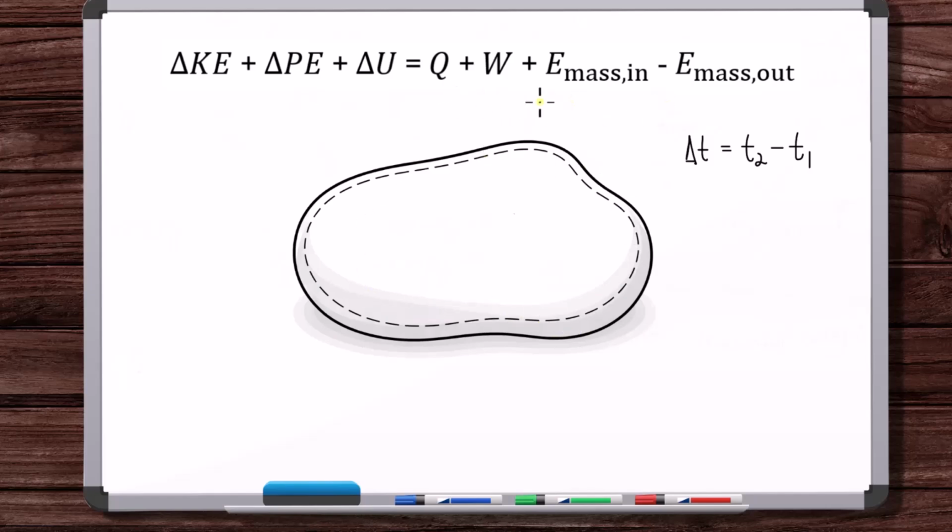Now, here are all of the ways that energy can be transferred to or from the system, into or out of the system. All the ways that energy can be transferred across the control surface. So energy can be transferred across a control surface through heat, work, or mass transfer.